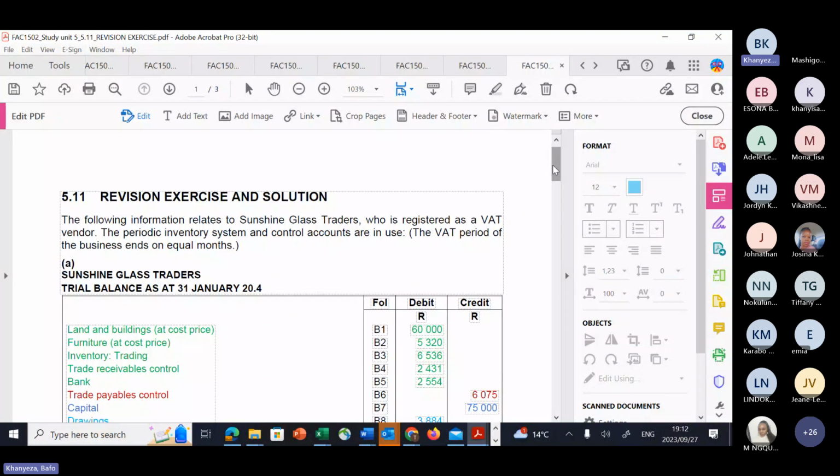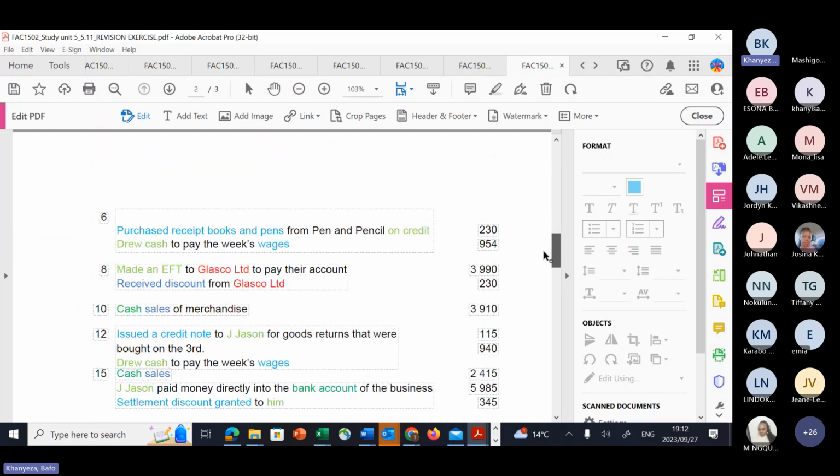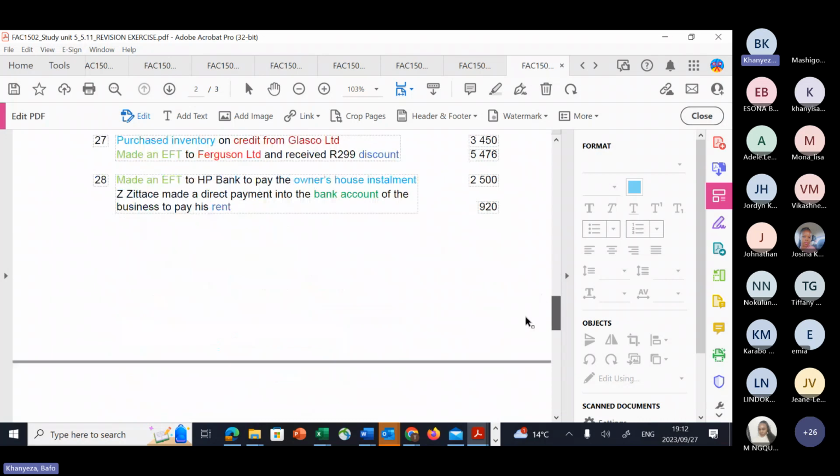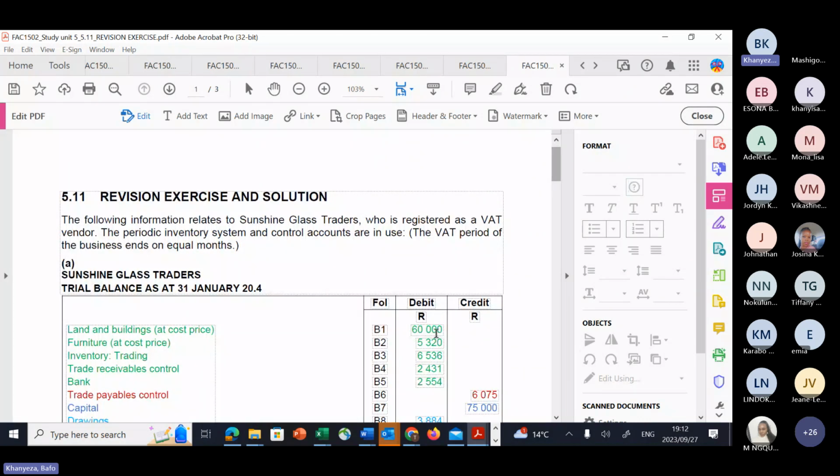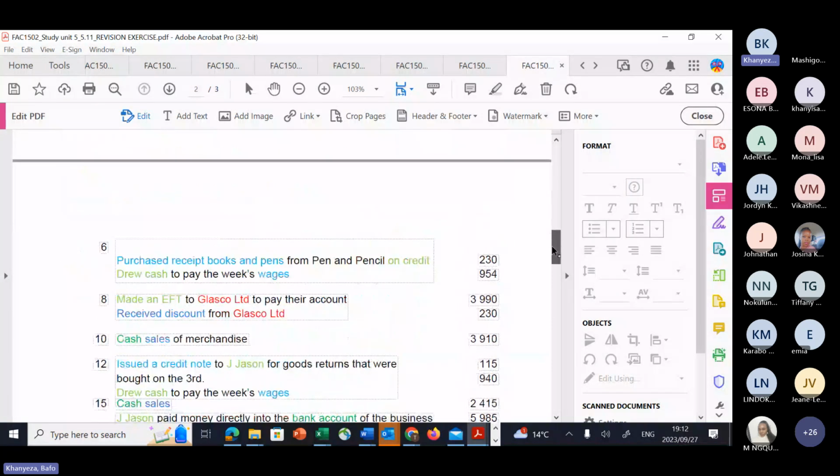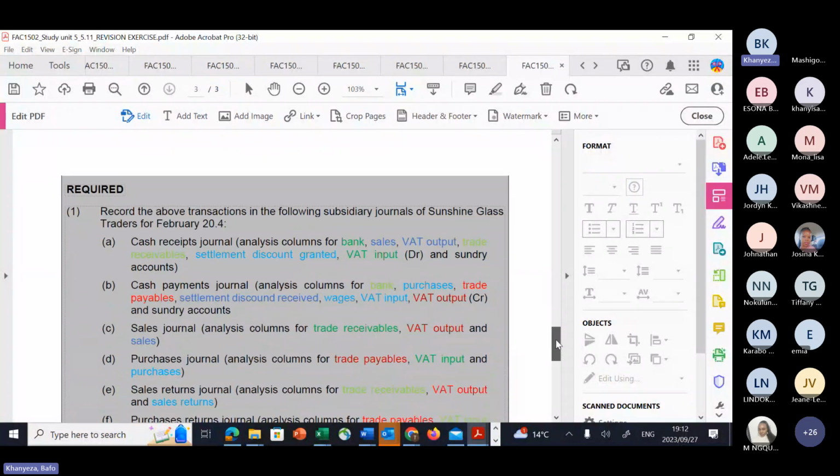And also we will be dealing with VAT. As you can see, there are many transactions. And also, I just want to explain to you before I forget, you see here on the required, there are many journals.